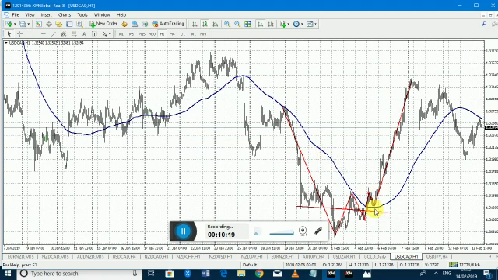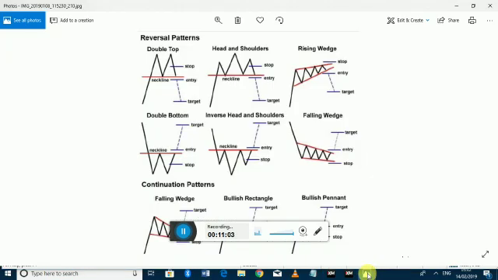So now that we are done with double bottoms, we can move on to how to correctly trade head and shoulders. This is also one of the patterns that give traders a headache. So we can look into how to correctly trade head and shoulders. Let us go to our notepad. So the head and shoulders have this setup.